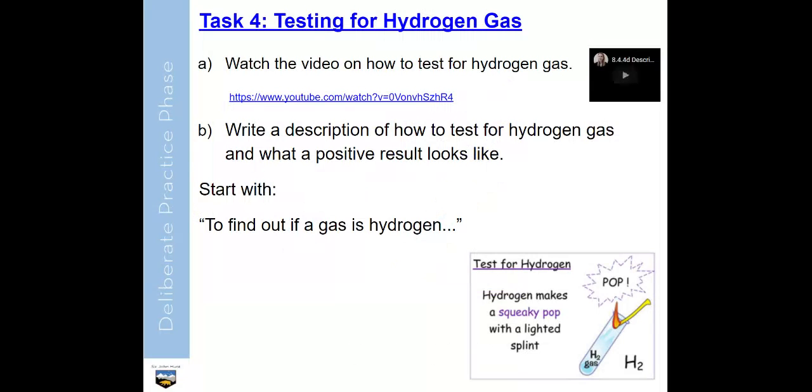what I'd like you to do for task 4 is watch the video for how to test for hydrogen gas. It's a very short video, and then complete a description for the hydrogen gas test. Pause the video, come back once you've completed that task.